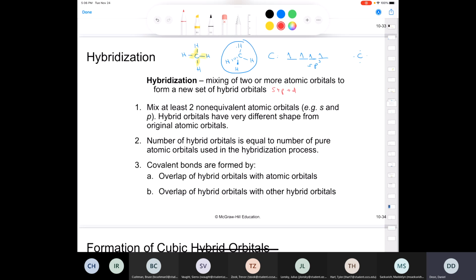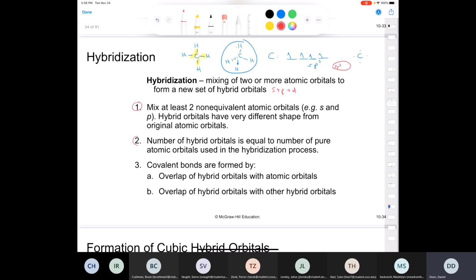We're going to mix at least 2 non-equivalent orbitals. Hybrid orbitals have a very different shape from original atomic orbitals. I told you that I'm going to keep that different shape very simple. Okay, so when I drew the sp3 orbital, all I did was draw something like that, and I wrote sp3 inside of it so that you would know it's sp3. Now you know that there's a smaller part of the lobe over here like this, but I left that out just to keep things simple.